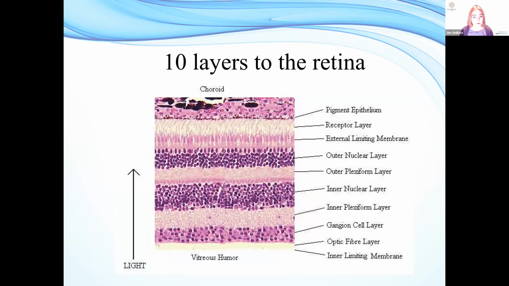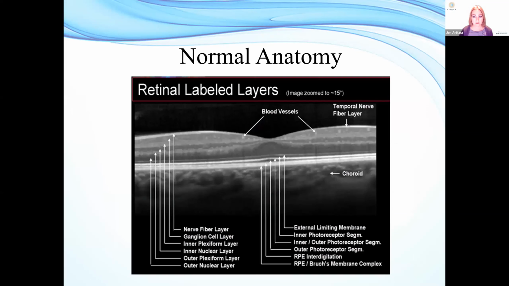So back we come to our retinal anatomy. Just to remind you of all the layers, it's like a layer cake. And light has to travel through all of these layers in order to reach the photoreceptors down there at the bottom. And here are those same layers in black and white. So this is the OCT breakdown.